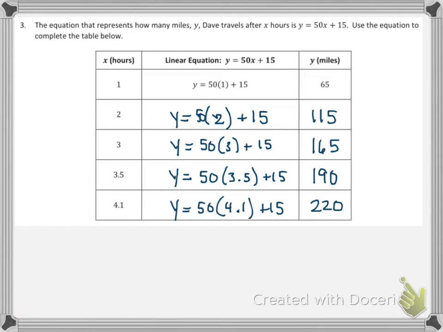All right, that's just substitution using the linear equation that was given to us. And that is lesson 10.